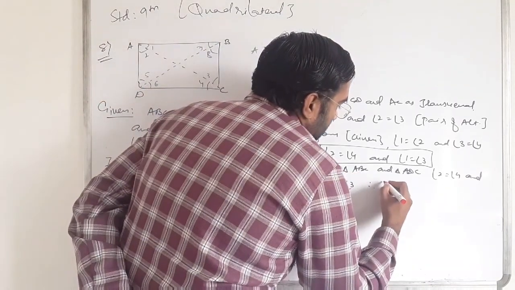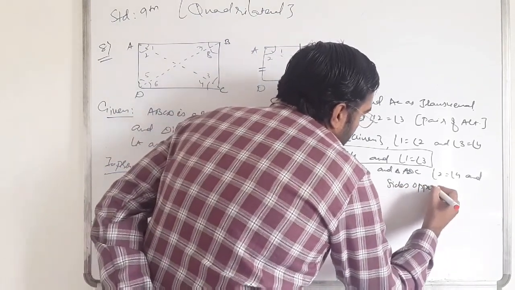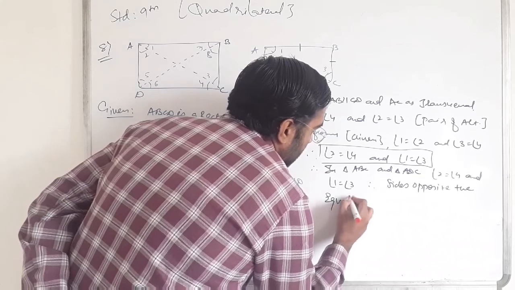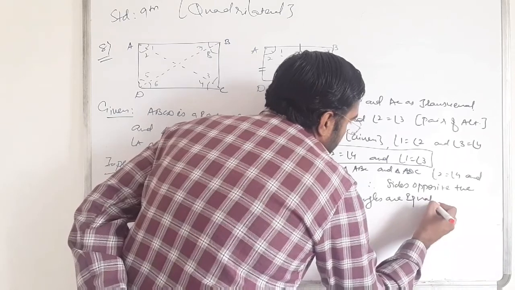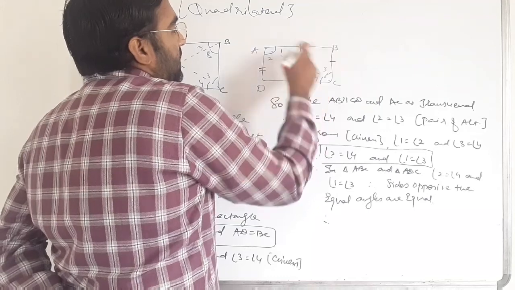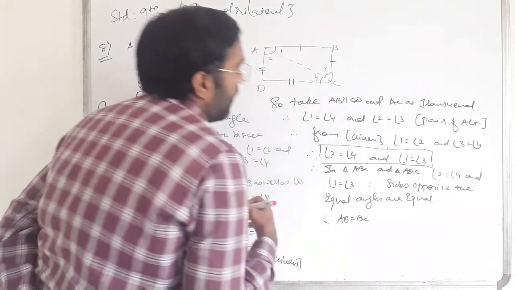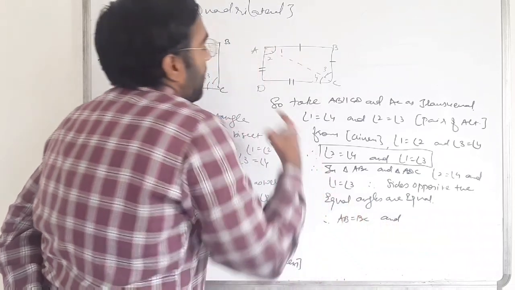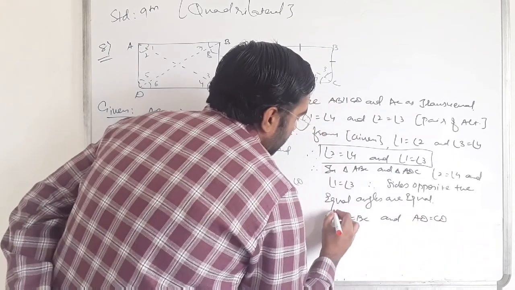Therefore sides opposite to the equal angles are equal. So angle 1 is equal to angle 3, so their opposite side BC is equal to AB. Therefore AB is equal to BC and AD is equal to CD. Okay.